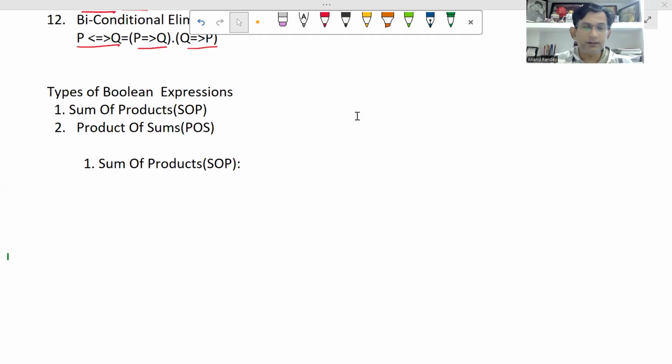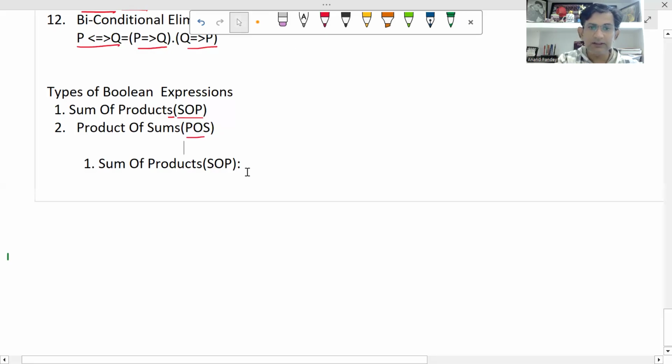Okay, now the next topic is types of Boolean expressions. There are two types of Boolean expression, you can see I have written on the screen. Sum of products, that is also called SOP. This SOP word will come again and again in front of you. And the other term is product of sums, that is called POS. So there are two types of expressions in Boolean algebra, SOP and POS.